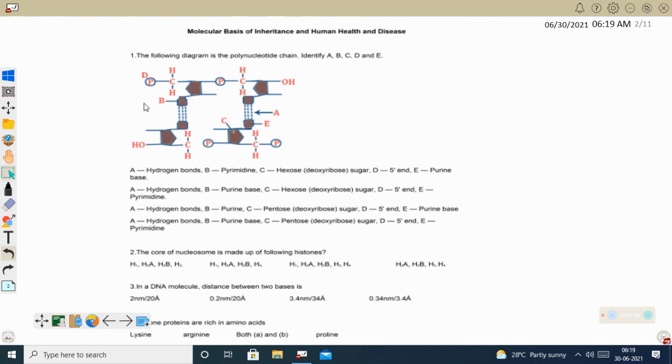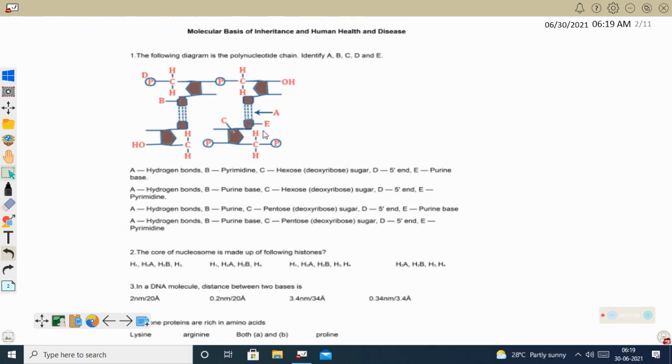So here you can see B and E. We know two different types of nitrogen bases are there, purine and pyrimidine. There is a little difference in the structure shown here. Here this is just a rectangular shape, and here it is showing some other shape. So these two structures are similar. So B and E will be similar. Either both B and E are purine or both B and E are pyrimidine.